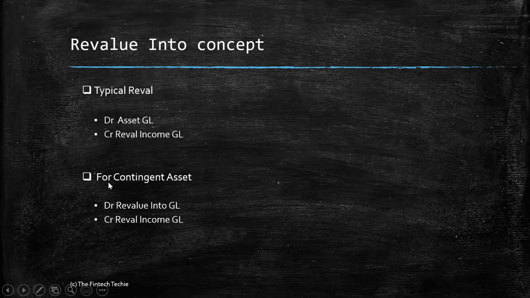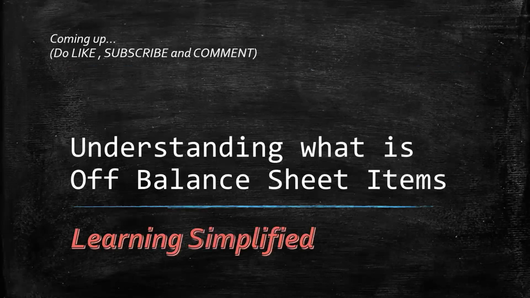Now if you have to revalue a contingent asset, the above style will not work because you will have one leg contingent and the other leg real. So what we do is that we identify a revalue into GL, which will be a real type of GL. So for contingent asset revaluation, we debit the revalue into GL and not the actual contingent asset itself, and credit the reval income GL. So this is the concept of revalue into GL.